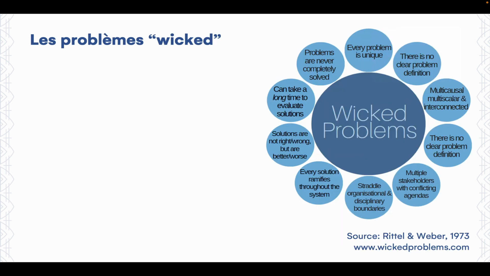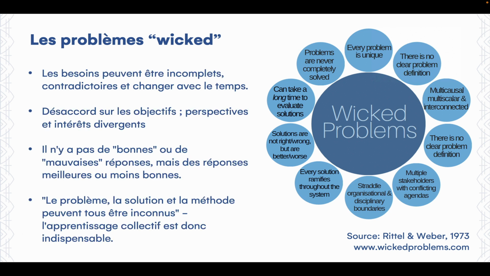We've also seen the very special category of complex problems called wicked problems, where needs can be incomplete, contradictory, or changing over time, where people might be disagreeing about the objectives or have conflicts of interest, and where there's not one solution for all time, but perhaps better strategies or less favorable strategies. The problem, the solution, and the method might all be unknown, and therefore you need a system for collective learning and learning over time.